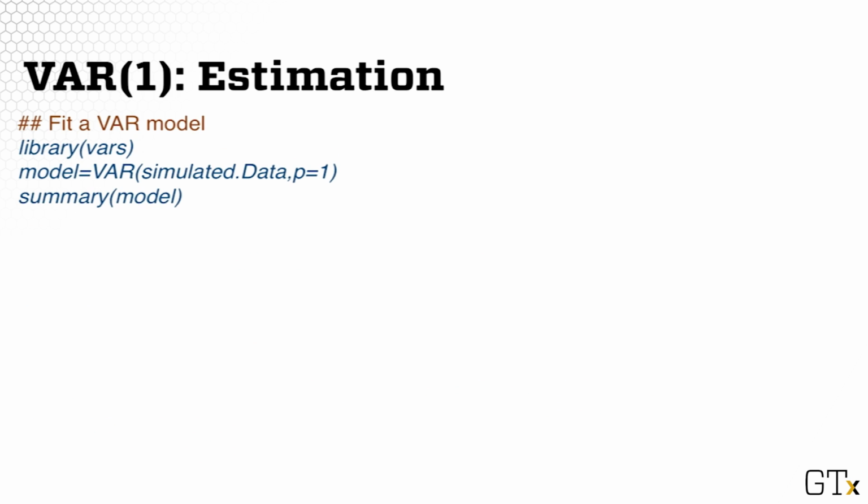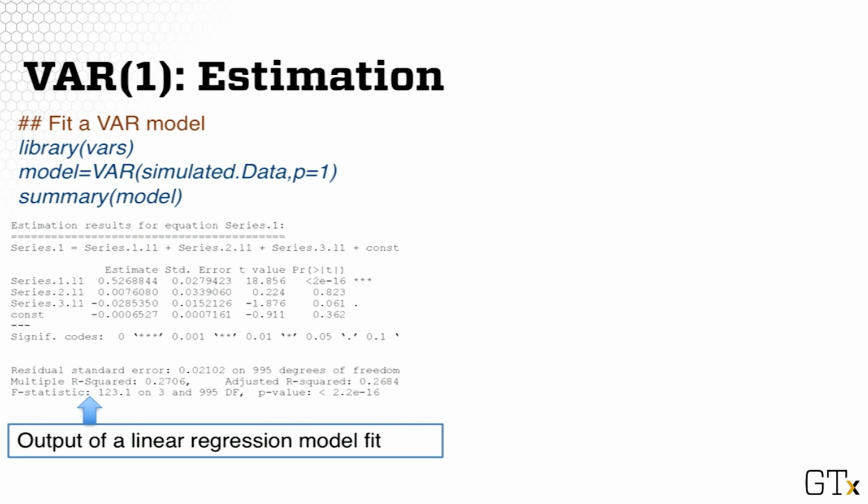The most common R command used to fit a VAR model is the VAR command from the vars library. The input in the VAR function is a matrix of time series where each column corresponds to one time series and each row to one time point. We also need to specify the order. Here I use p equal to 1 since we know that the data that was simulated was from a VAR(1) model. The output of this R command is quite complex. I'm showing you here only a portion of the output.